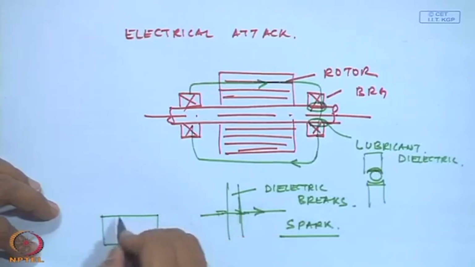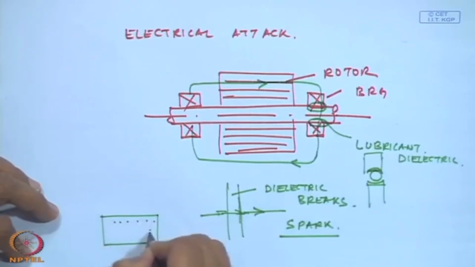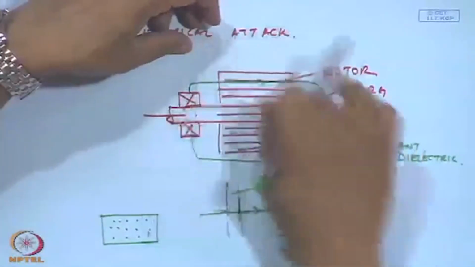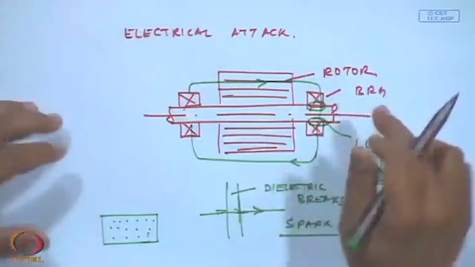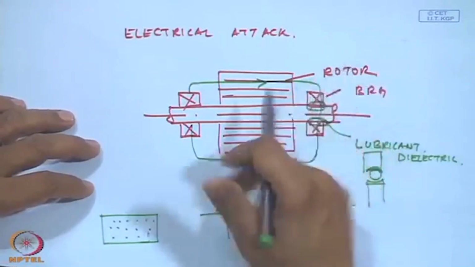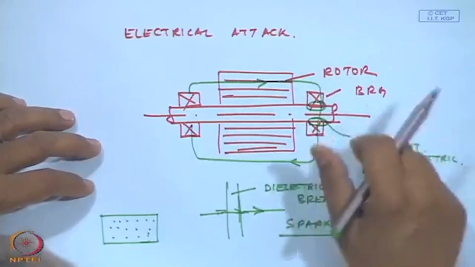I will show you in the next class some pictures of what happens when this bearing pits. A lot of pitting marks will come on the walls of the inner race or the outer race because of an electrical discharge going through this circuit. Okay, the usual way to avoid it is to have a good grounding. If you ground it, this does not happen. I will show you some.